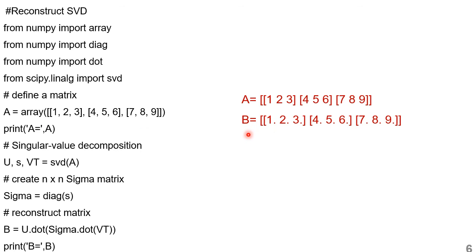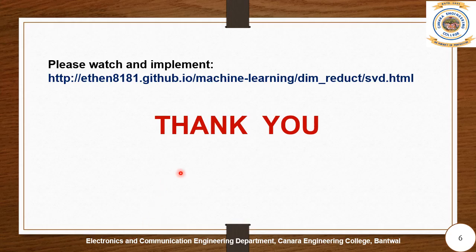That can be seen from the output. When I execute this code, I get B is equal to this. It's the same as that of this. So successfully we could reconstruct the matrix. With this, we complete module number 4 and 5, that is on linear algebra. In the next video, we move on to module number 1, which is on random variable, that is on probability.